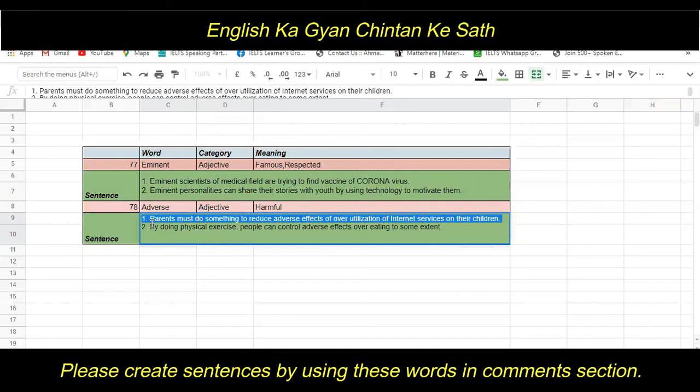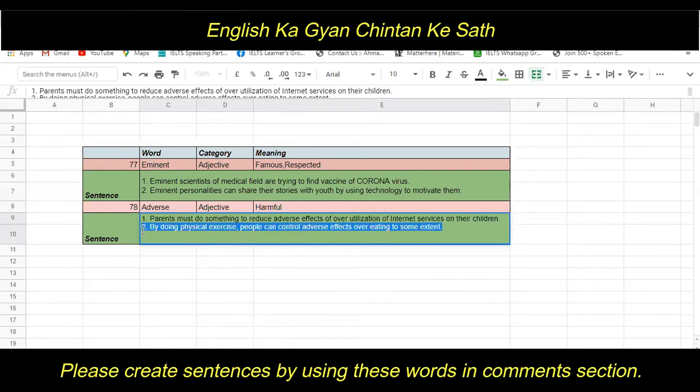So instead of using harmful, I have utilized the adverse word, right? I hope you understand in which context adverse can be utilized. Now let me go to the second sentence in which I have utilized the adverse word. By doing physical exercise, people can control adverse effects of overeating to some extent.